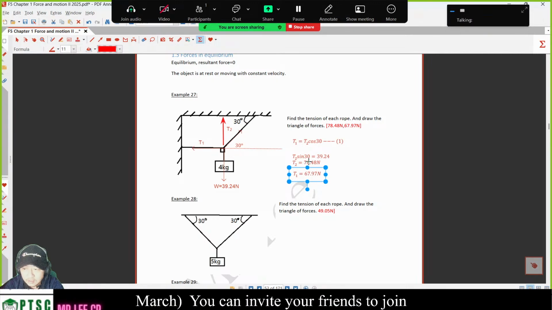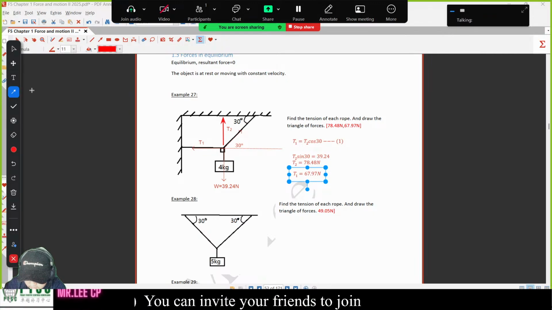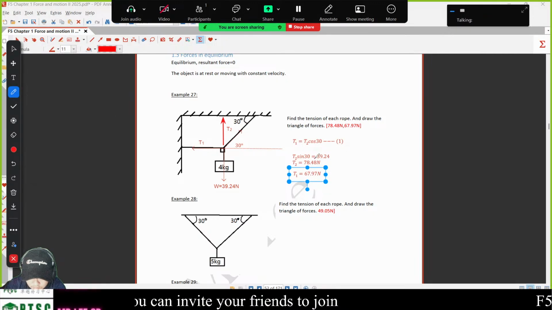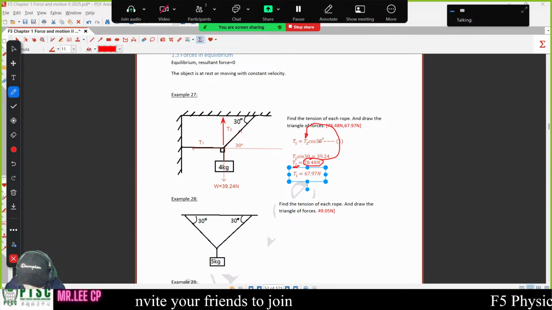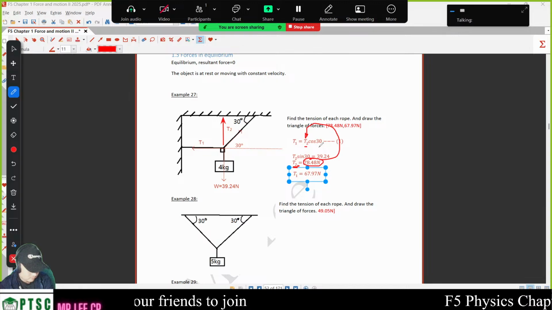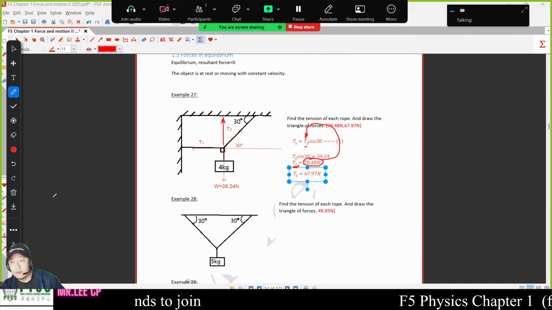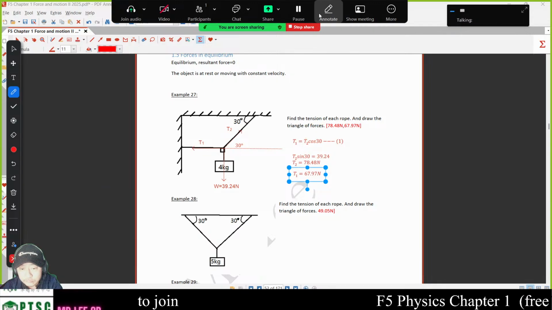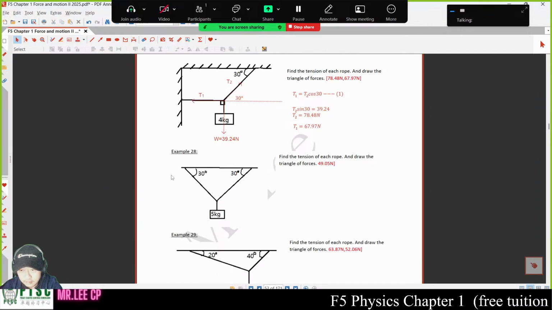You substitute this back into here, into T2, and then you get the answer. I hope you can understand here. Alright, so we continue.